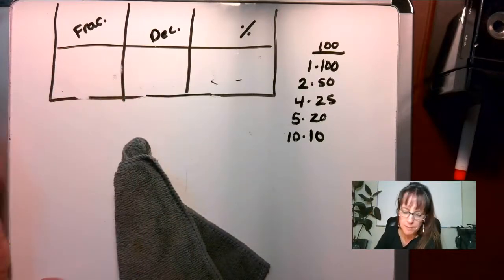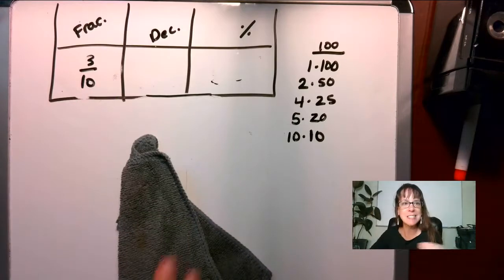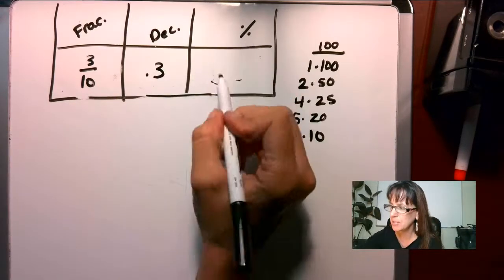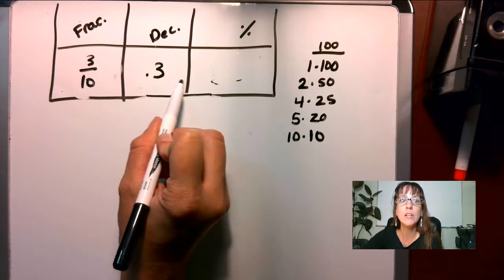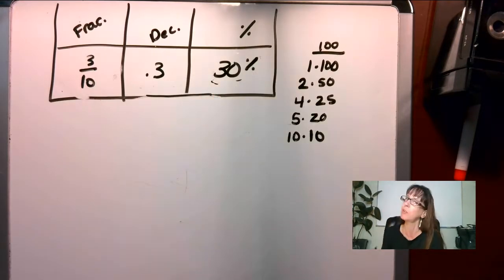Get this all cleaned up. Your next one is 3 over 10, and I told you to memorize this guy, right? 0.3. Now, there are 2 dots and a percent sign, so you have to move this over 2 spots. So it's not 3%, it's 30%. Be real careful on that. That is super tricky. Super duper tricky.